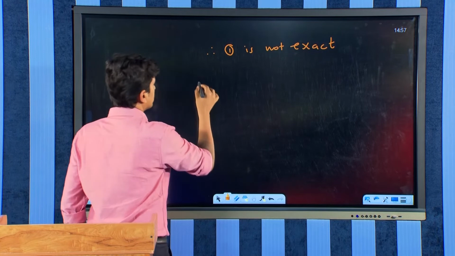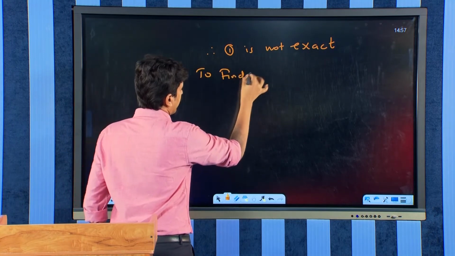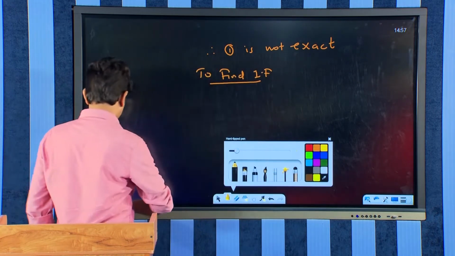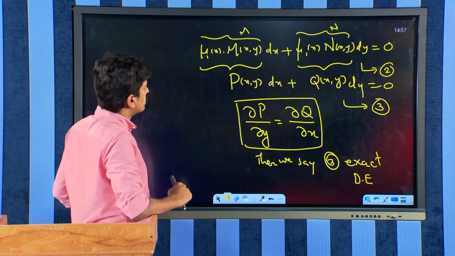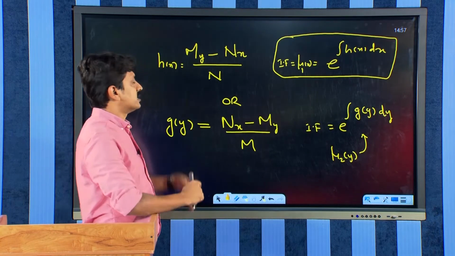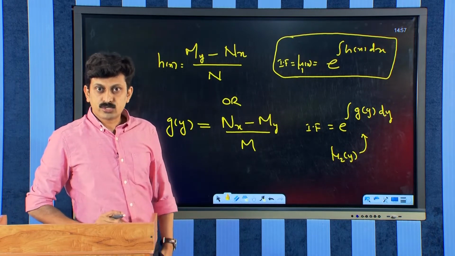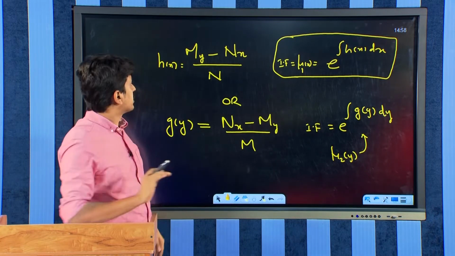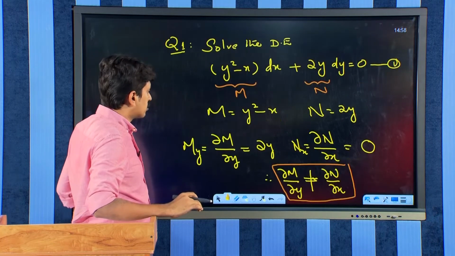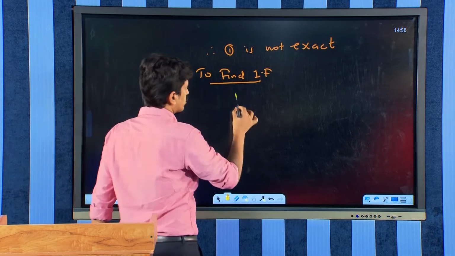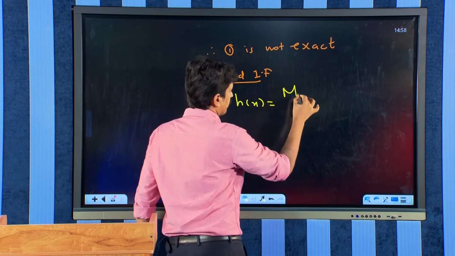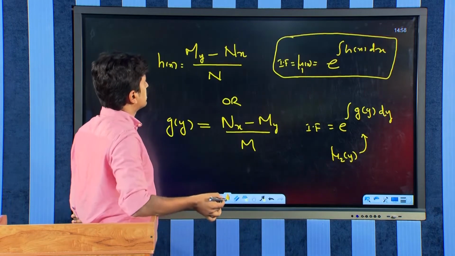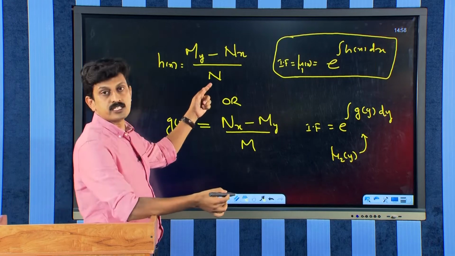To find the integrating factor, what will we do? My dear students, you may listen here. To find the integrating factor, we have h(x) equal to (My minus Nx) divided by N.